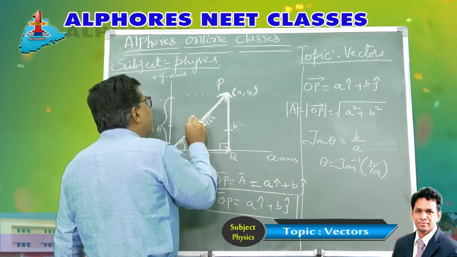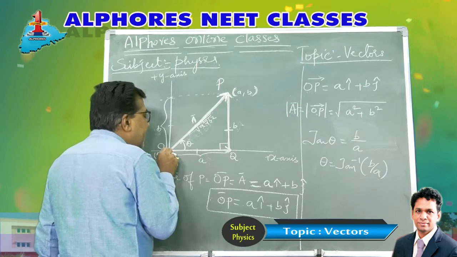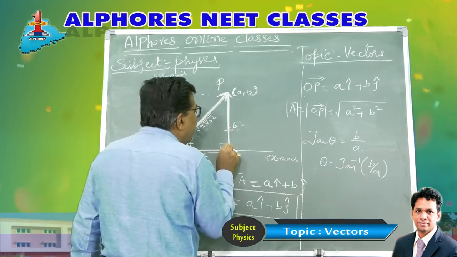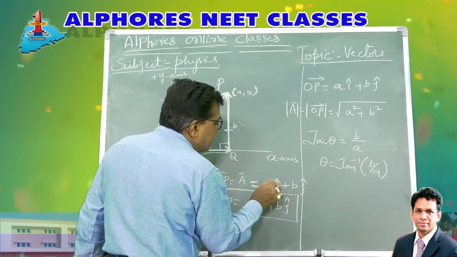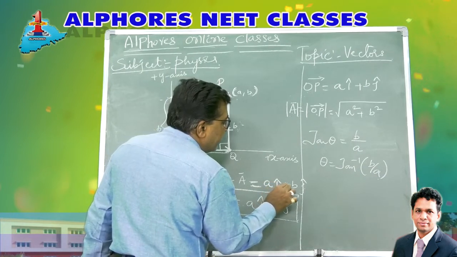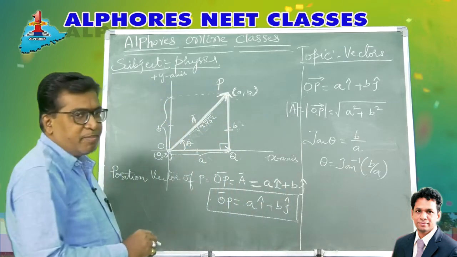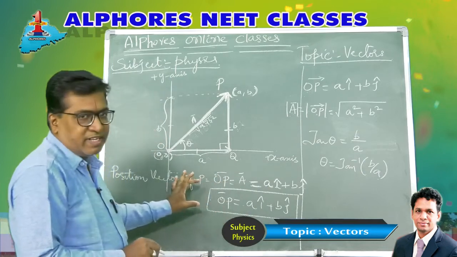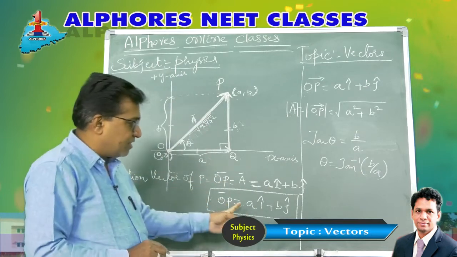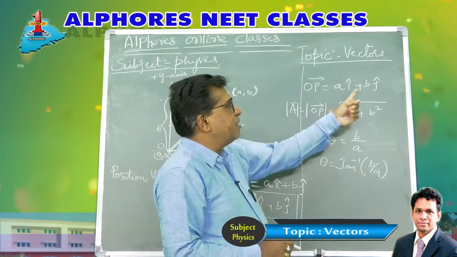Let the vector be named A bar. So A bar is given as A units along the x-axis and B units along the y-axis. A along the x-axis, the unit vector being i cap, plus B along the y-axis, the unit vector being j cap. So it's Ai plus Bj. The vector form of the position vector is Ai plus Bj.